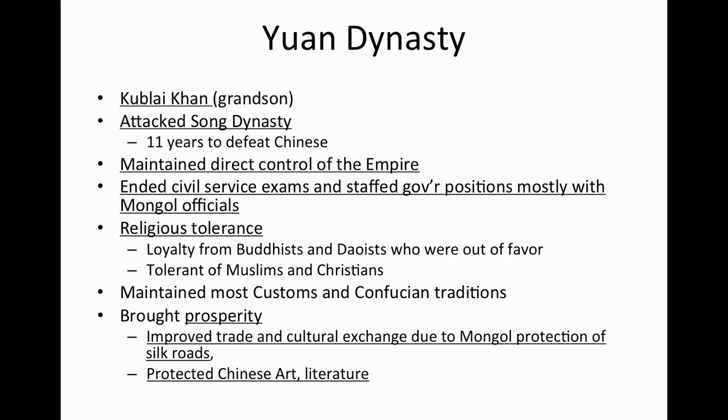They do promote religious tolerance. They did gain a lot of loyalty from Buddhists and Taoists. But they were tolerant of Muslims and Christians in that region as well. They did maintain a lot of customs and Confucian traditions, so that was important. When the next dynasty, the Ming dynasty, would pop up, you're not going to see a lot of change culturally. They did bring a lot of prosperity to China by improving and maintaining those Silk Roads. And they also protected Chinese art and literature. So, there are some pros and cons there.